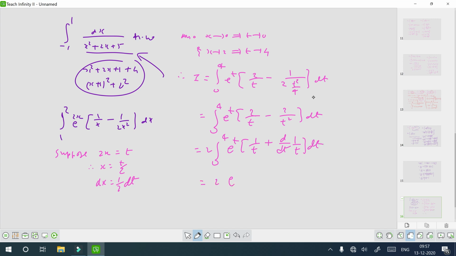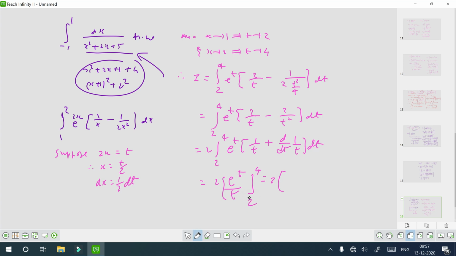So 2 e raised to t by t, from 0 to 4, sorry, x tends to 1 here, so t tends to 2. So the limits are 2 to 4. Why do we get this type of mistake? Because here dt is there. So 2 to 4.